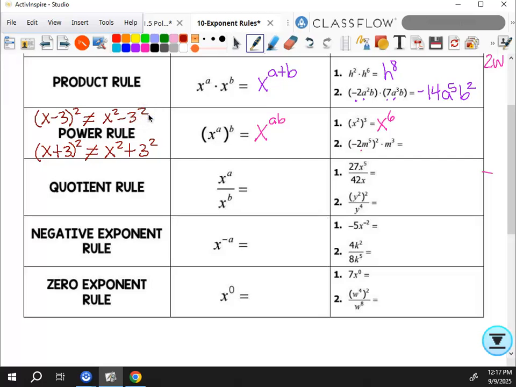Okay, that lands you in math jail. There's a mugshot over there and everything. But, and that's because I have addition or subtraction. Here, where they're multiplied together, it's totally fine.